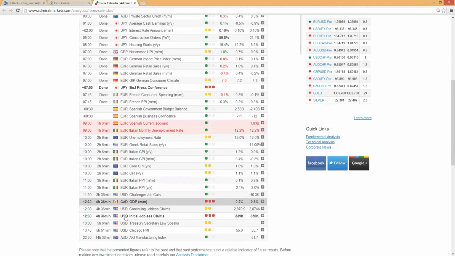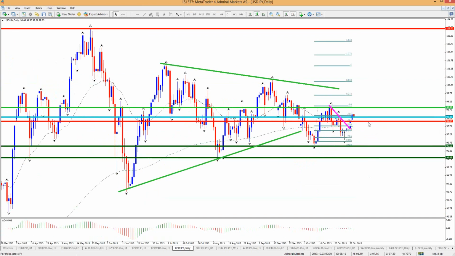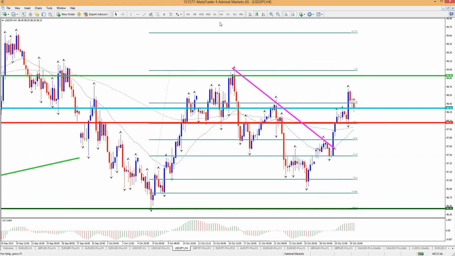We got CAD GDP and USD jobless claims and some Euro news, as always. Nothing substantial, I guess. Let's go to our charts, and let's first take a look at the dollar yen, in fact. Let's start with the 4-hour chart.